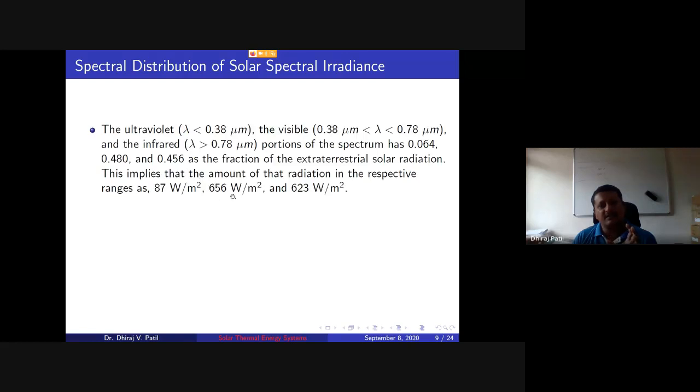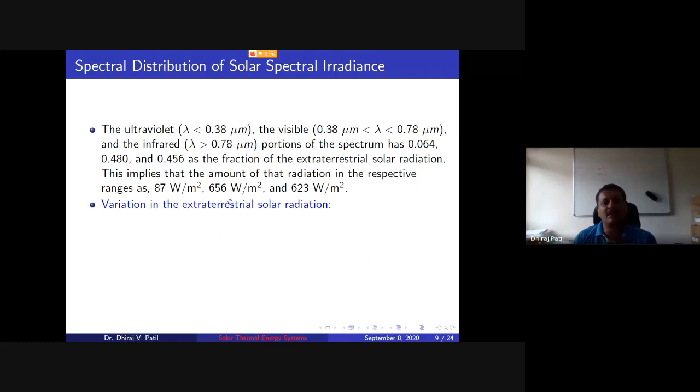So the energy that is received on the Earth's surface is distributed among these wavelengths like this. For example, ultraviolet energy is 87 watts per meter square, visible is 656, and infrared is 623. Your photovoltaic devices can work in a particular wavelength range depending on the material and the cost of the material. You can try to trap different amounts of energy in different spectra. So it is possible.